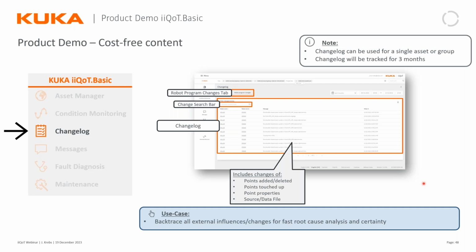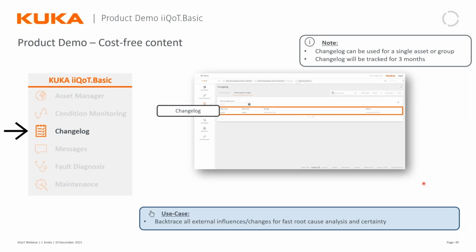We do have a search bar, of course. Yet again, the time frame is important if you want to specifically focus on a specific time window. If we filter a specific criteria, for example, I just typed in here touched, and of course it will only show me the touched up changes from the changelog for these 3 robots.